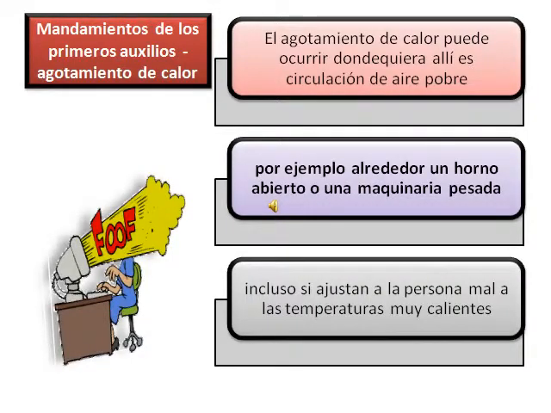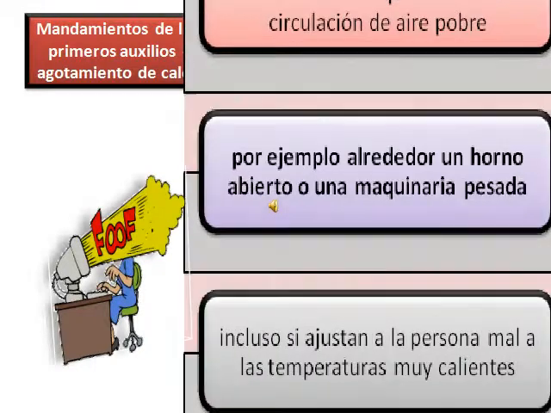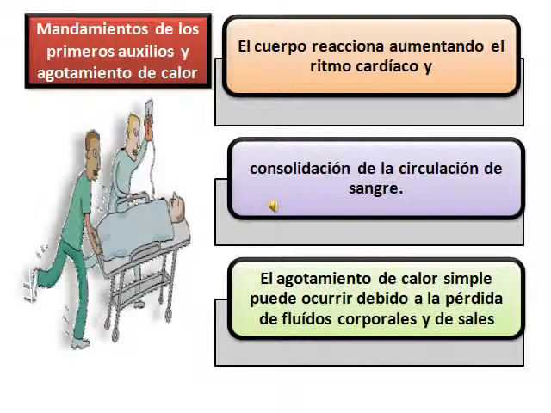Heat exhaustion can occur anywhere there is poor air circulation, such as around open furnaces or under heavy machinery, even if the person is poorly adjusted to very warm temperatures. The body reacts by increasing the heart rate and strengthening the blood circulation. Simple heat exhaustion can occur due to loss of body fluids and salts.